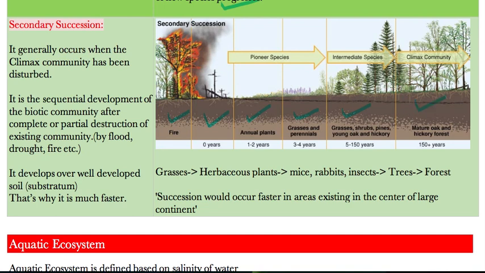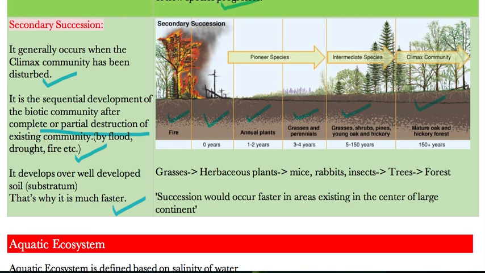So now read. It generally occurs when the climax community has been disturbed. It is the sequential development of biotic community after complete or partial destruction of the existing community, which can happen by flood, by drought, or by fire. So it develops over well developed soil or substratum. That is why it is much faster and it can happen in much less time.